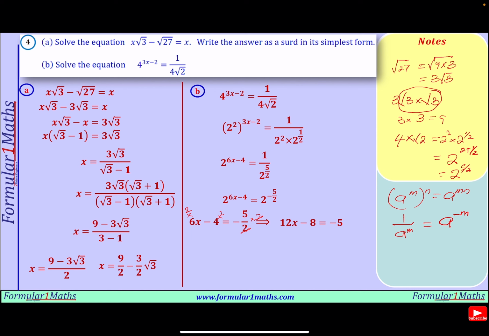So we have 12x is equal to minus 5 plus 8. Then 12x is equal to 3. To solve for x, you need to divide 3 by 12, which is that. Then simplify it to get 1/4. Yes. So this is the end of this set of questions for exercise 1.